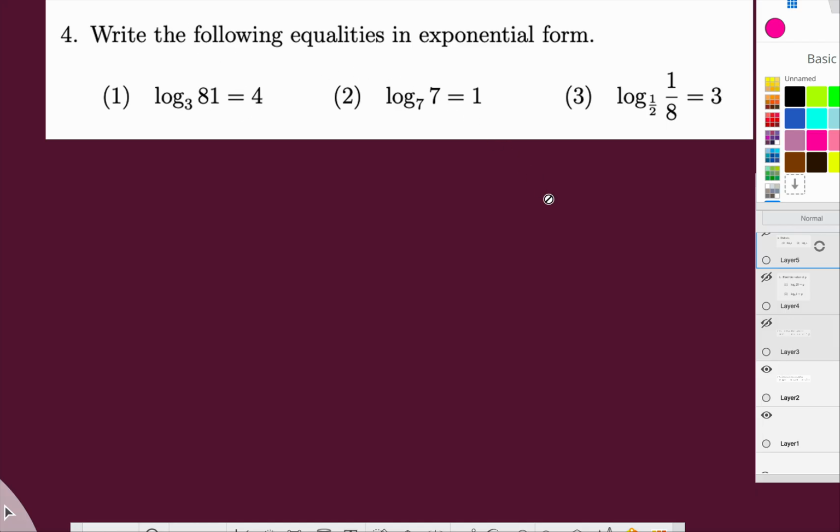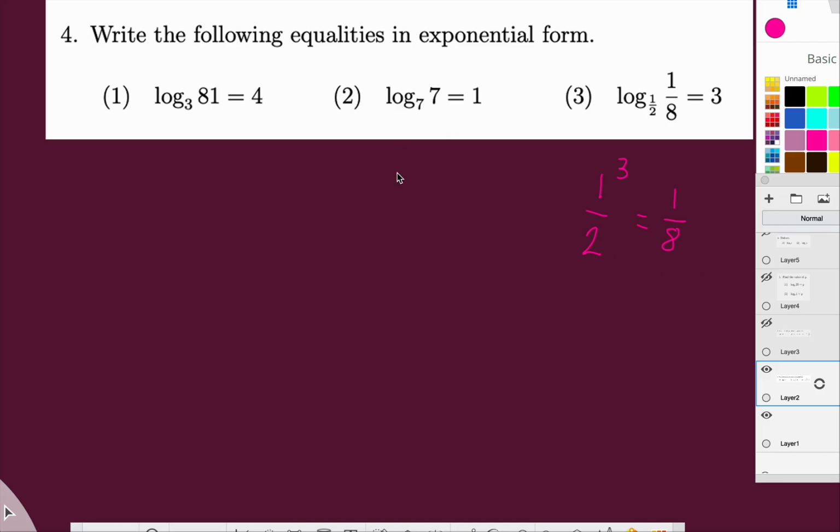Write the following in exponential form. So I'm going to take the most difficult one here, right? Okay, so I would say we take our log base and make that our base. So that's 1/2. And then we would say to the third power is equal to 1/8. Right? Not so difficult. Actually, quite easy if you think about it.